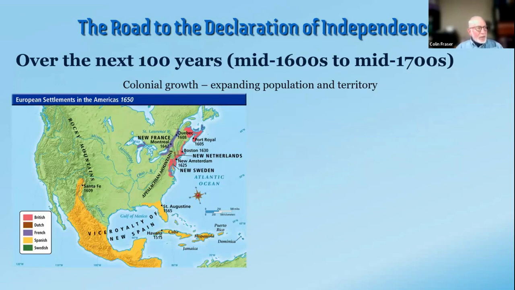Here we see a map of the settlements as they looked in 1650, and that pink is the British. You can barely see where the Dutch and the French are.